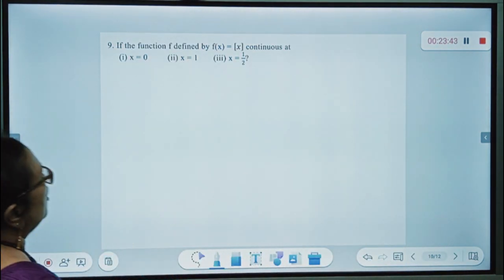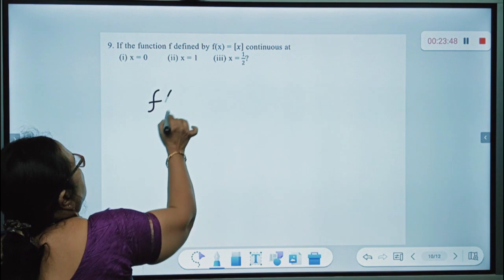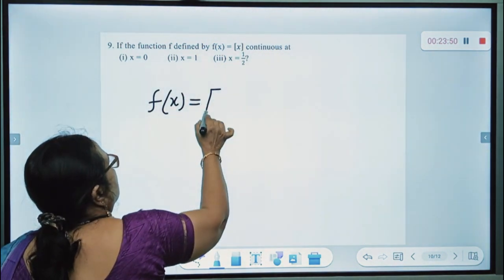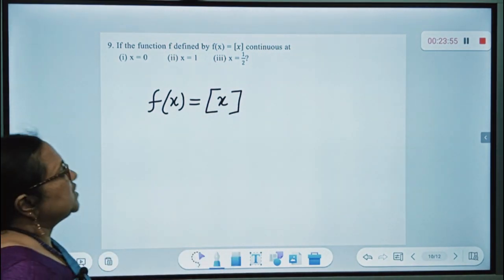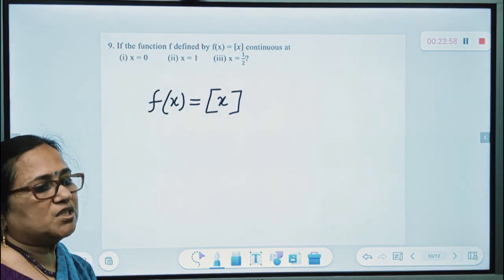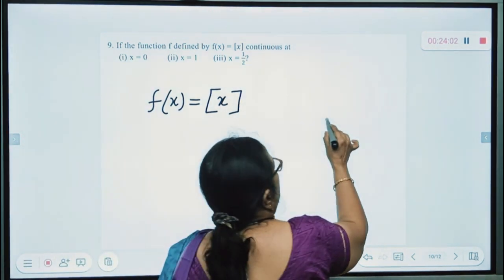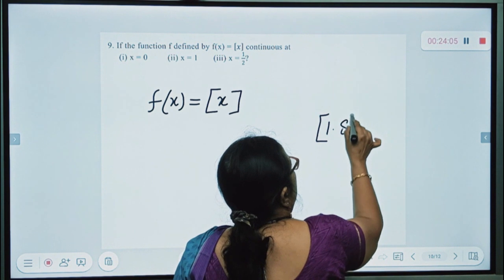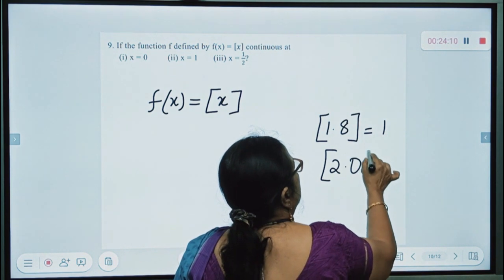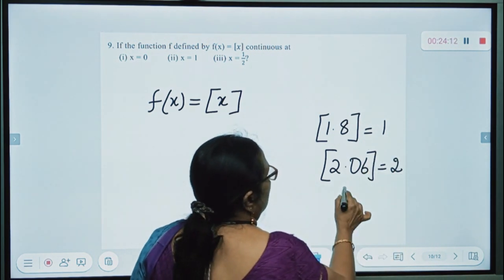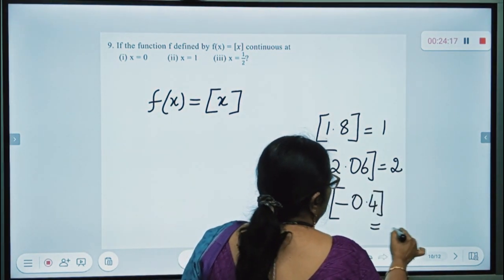Now let us look at this problem. The function f of x is defined as the greatest integer function. Now if you look at the greatest integer function, what does it do? Given any number, it gives the greatest integer less than or equal to the number. For example, the greatest integer function of 1.8 will be 1, of 2.06 will be 2, of minus 0.4 will be minus 1.